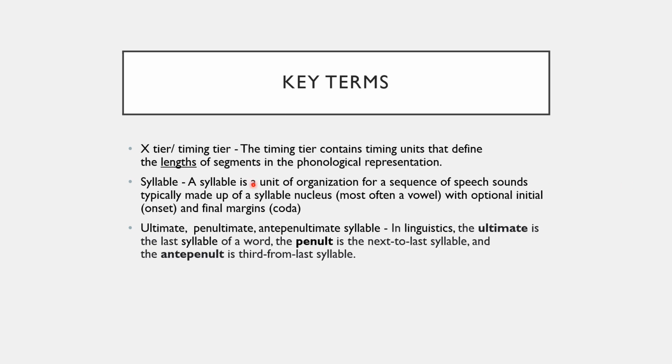First is X-tier or timing tier. The timing tier contains timing units that define the lengths of segments in the phonological representation. Syllable. A syllable is a unit of organization for a sequence of speech sounds typically made up of a syllable nucleus, most often a vowel, with optional initial or onset and final margins or coda.